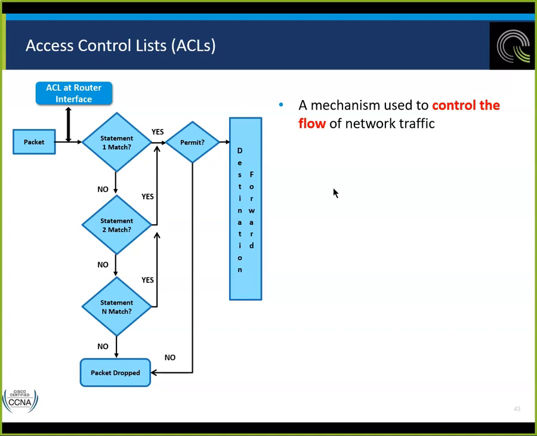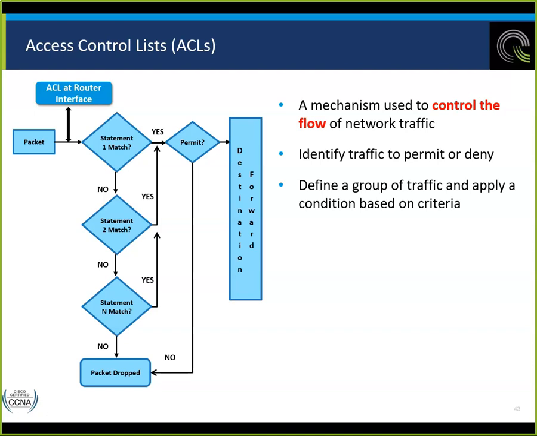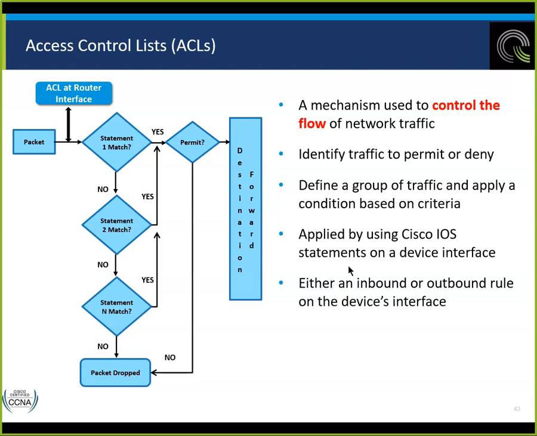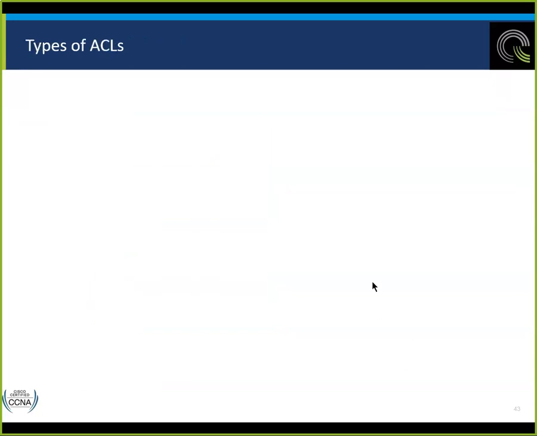An ACL is a mechanism used to control the flow of network traffic. Identify the traffic to permit or deny, define a group of traffic, and apply conditions based on the criteria. It's applied by the Cisco IOS using statements on a device interface, and then it's either an inbound or an outbound rule, whether we're going to apply the list going into the interface or coming out of the interface. This confused me for years. Think about it as going onto the media or coming off of the media, whether it's going out of the interface or coming into the interface. Validate each packet and decide whether to block it or allow it.